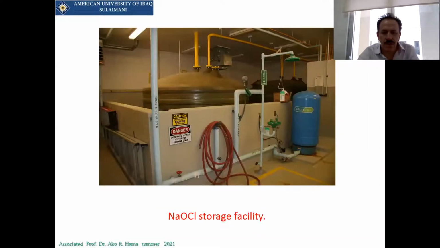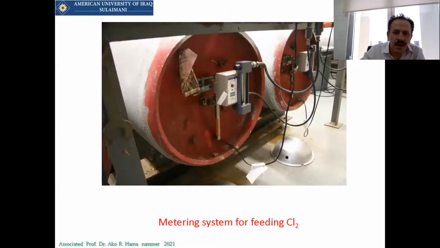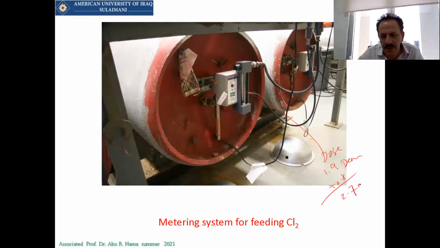Okay, now you can see how we are controlling the dose. When I say that we need 1.9 demand plus 0.8 residual, how much is the total demand? It is 2.7 milligram per liter. How should we control this dosage to water? Usually there will be a device like this. This is called metering gas or metering chlorine, just for metering the chlorine.